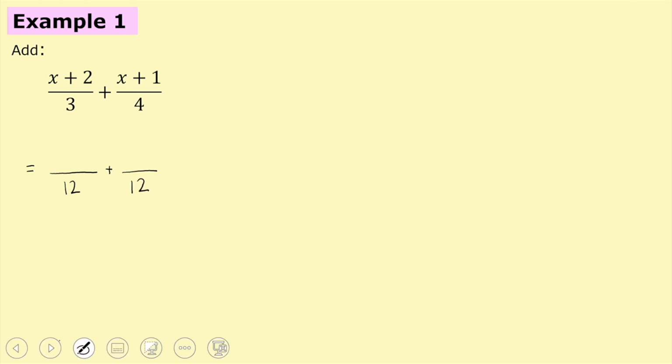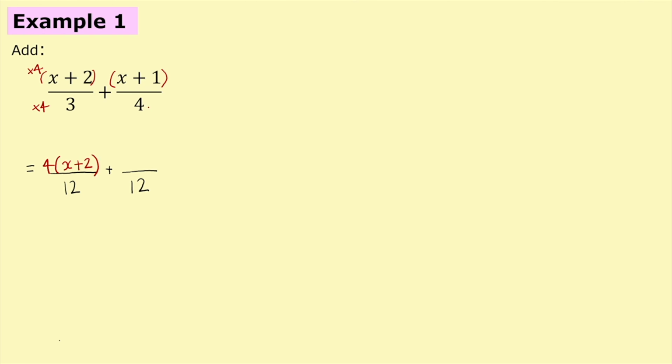Okay, so once we know that, we now need to figure out what our numerators are going to be. So because we have changed that 3 to become a 12 by timesing by 4, that means we need to do the same to the top. But notice we are timesing x plus 2 all by 4. So to make sure that we don't miss anything out, I'm going to get into the habit of putting brackets around any expressions we have in fractions. So that means I'm going to times 4 by this entire bracket. So I'm going to have 4 bracket x plus 2.